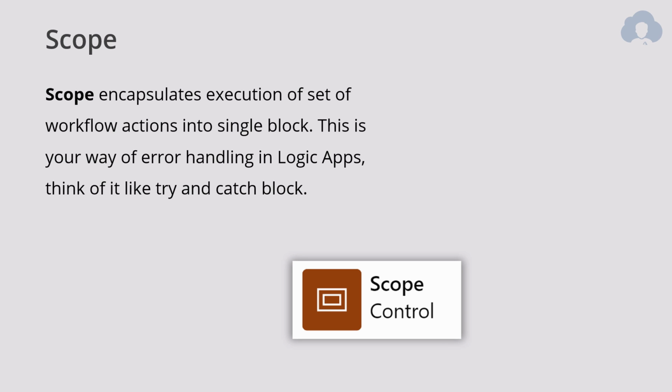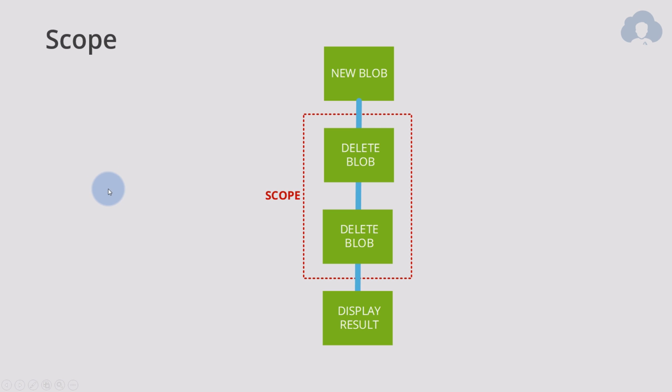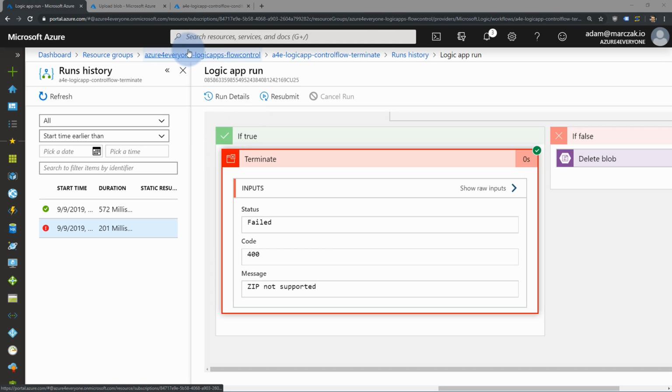Scope is a great control for you to encapsulate some sort of workflow actions into singular block, so you can do some sort of exception handling. You can think of it like try and catch in a programming language. So let's do this scenario. We're gonna try for each new blob, delete it twice. Of course, this will fail if you're gonna try delete the blob that was already deleted. And let's display the results.